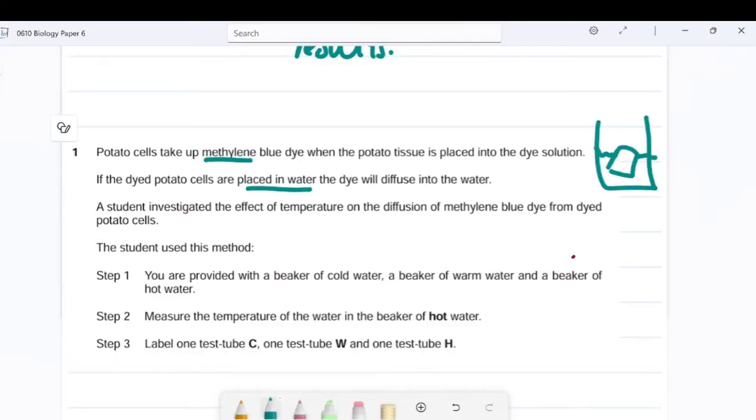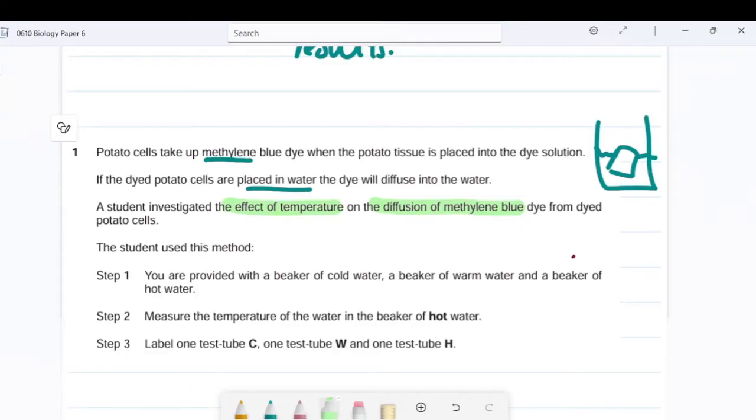Now, this is a key, guys. I'm going to get a highlighter in your paper. Usually you're not allowed to use highlighters, so just get a pencil and try to underline whenever you're reading these investigations. Okay, now student investigated the effect of temperature on the diffusion of methylene blue.